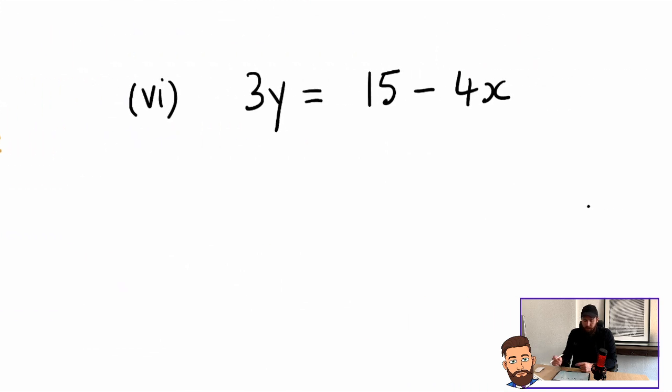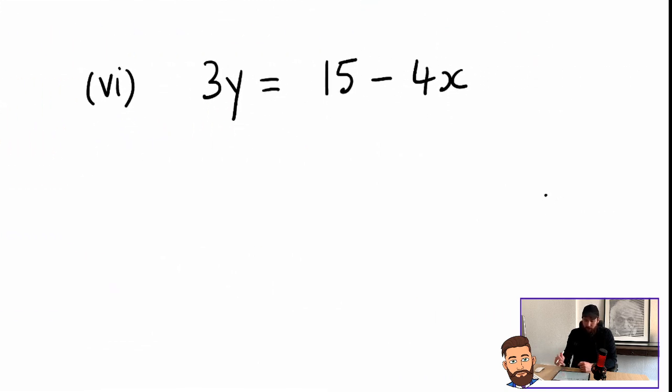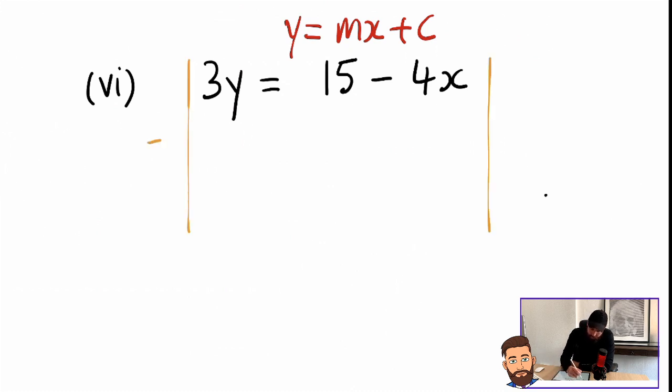So number 6, very similar. We need to know what is m and what is c, that is what we're looking for. Now, is this in the form y equals? Well, no, it says 3y equals. I need y equals. Remember, y equals mx plus c. This says 3y equals. So the first thing that we need to do is divide both sides by 3, because we need to get rid of that 3. So let's divide both sides by 3.